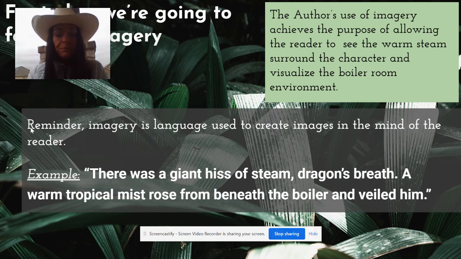Here's an example from The Shining. It's a horror book by Stephen King, and it's a great movie. Example: There was a giant hiss of steam, dragon's breath. A warm tropical mist rose from beneath the boiler and veiled him. Here's how I apply it. The author's use of imagery achieves the purpose of allowing the reader to see the warm steam surround the character and visualize the boiler room environment. All of that was achieved in those 2 sentences, because they use imagery. Now I can actually visualize and see myself in the boiler room.